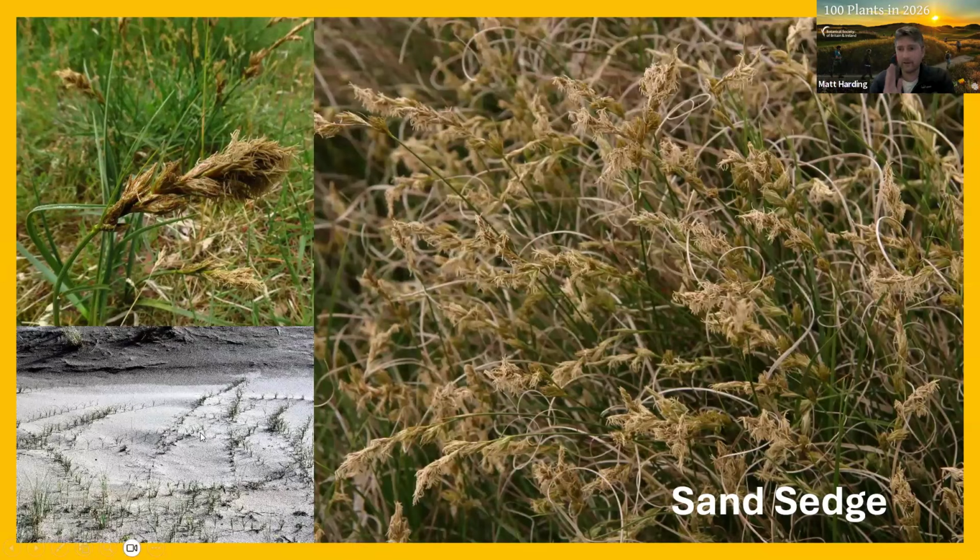It grows along using rhizomes, and so it often grows in straight lines. And if you look in the bottom left picture there, these are the lines of growth of the sand sedge pioneering into sand. Absolutely brilliant to see its growth form writ large like that.